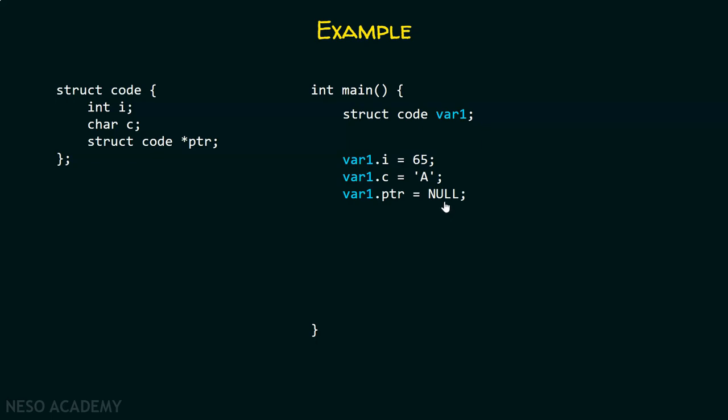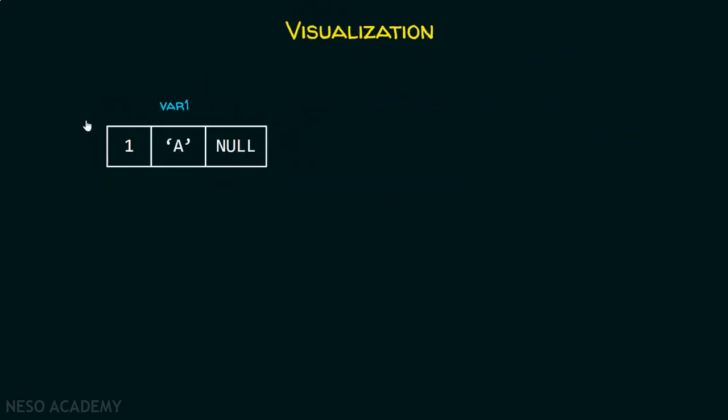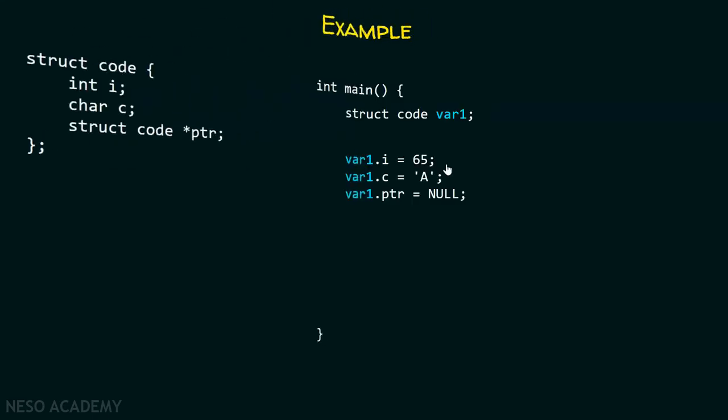Now, let's visualize how var1 will look. This is the visualization of a structure which consists of three members, right? var1 is a variable of type struct code. It consists of three members, and here is how var1 initializes the members. The first variable has been initialized with this value, the second variable has been initialized with this value, and as this is a pointer, it has been initialized with NULL. After this visualization, let's move on to our code again.